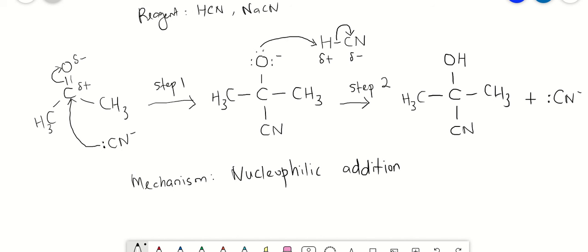Show the regeneration of the cyanide, because cyanide is actually from the catalyst. A catalyst is not consumed in a reaction, so at the end it must be regenerated. So this is the nucleophilic addition mechanism. Even if I replace this with an aldehyde, the steps will still be the same. You only change one of the alkyl groups to H.